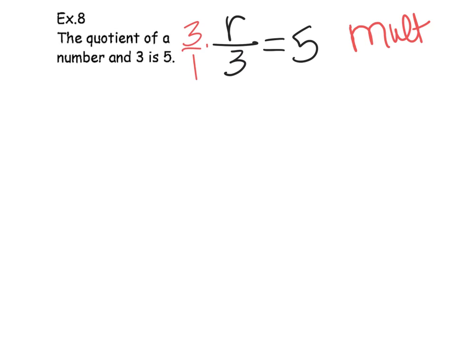And it's best to go 3 over 1 because I need to make sure that I'm diagonally cross-canceling on the left. 15. Cool.